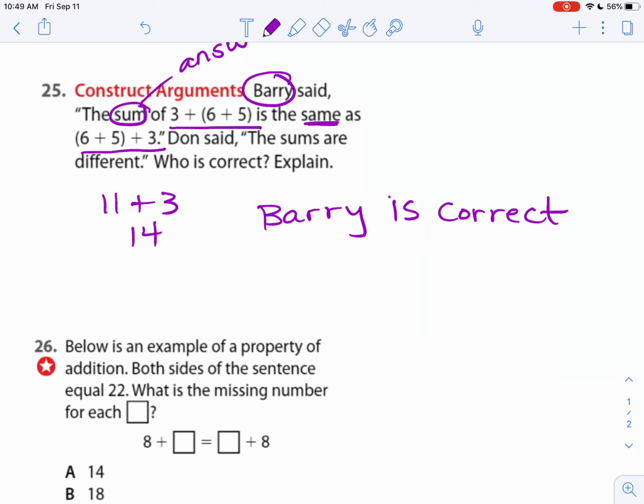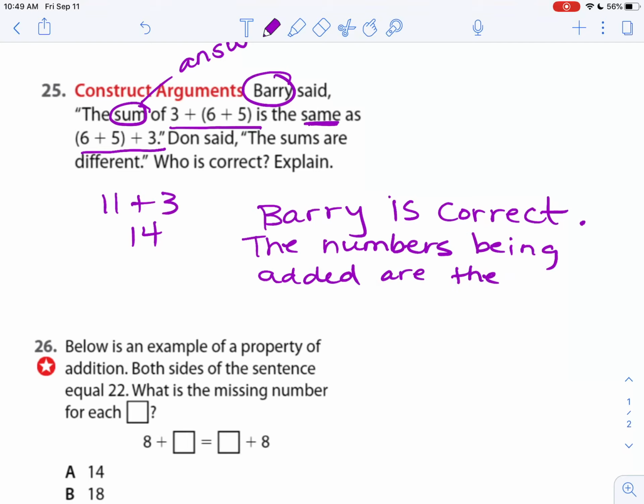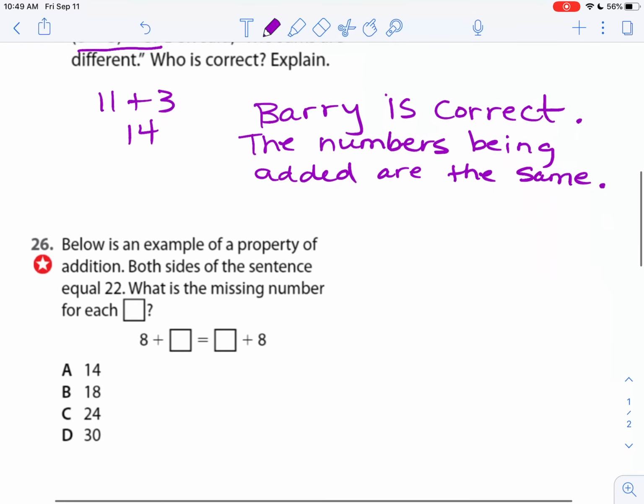And in this case, they're grouped the same. They're just in a different order. So, technically, it's the commutative property. But Barry is correct because the numbers being added are the same. They're just in a different order. So if the numbers are the same and you add them in a different order, it doesn't matter in addition.